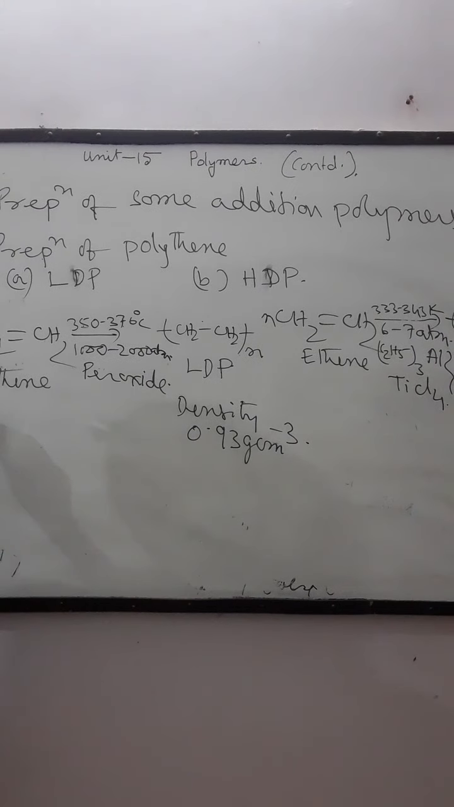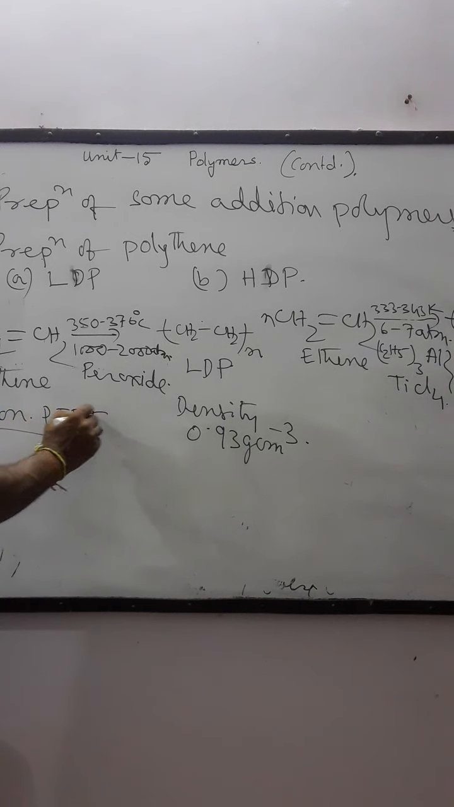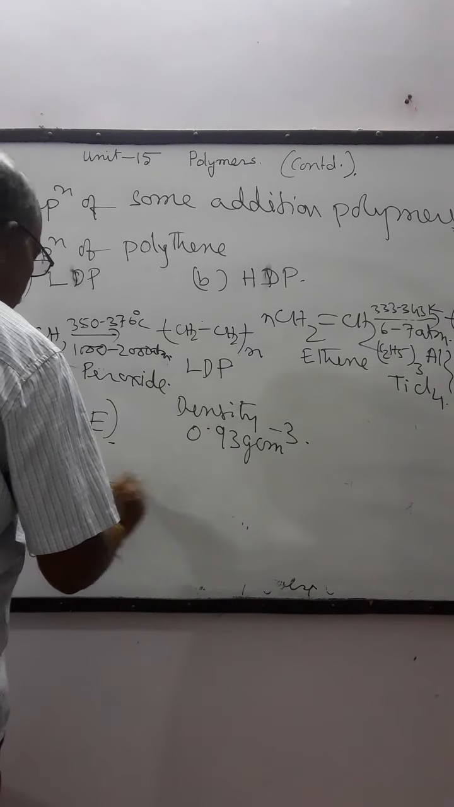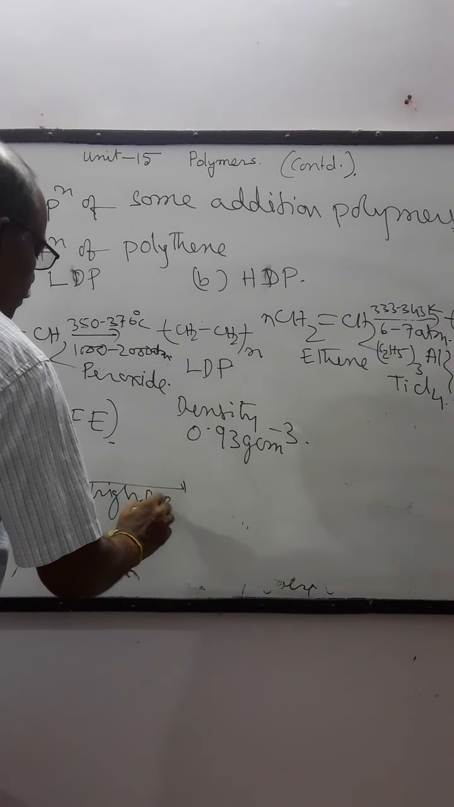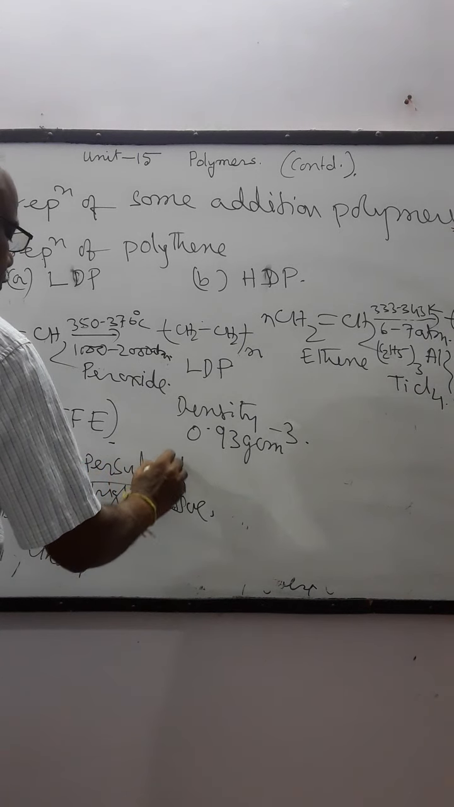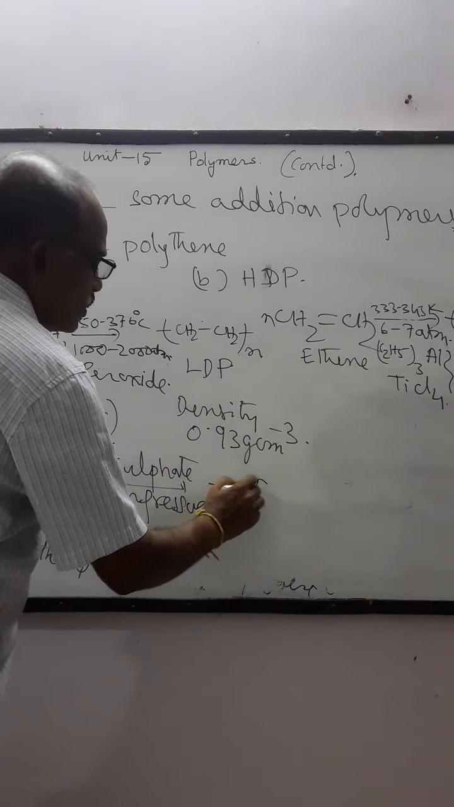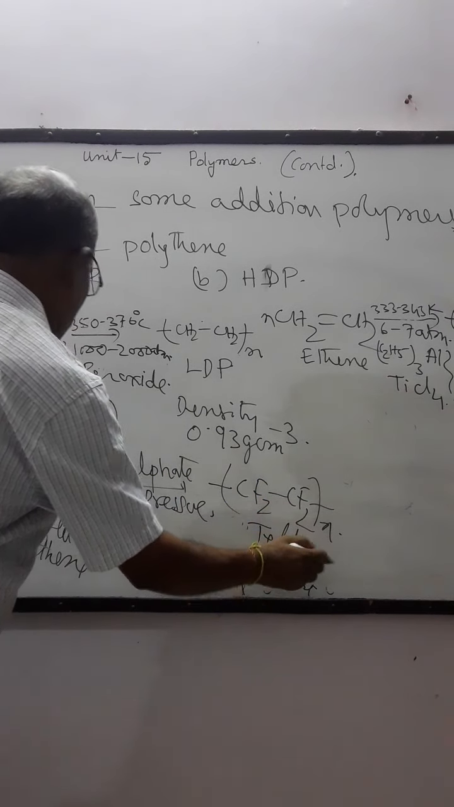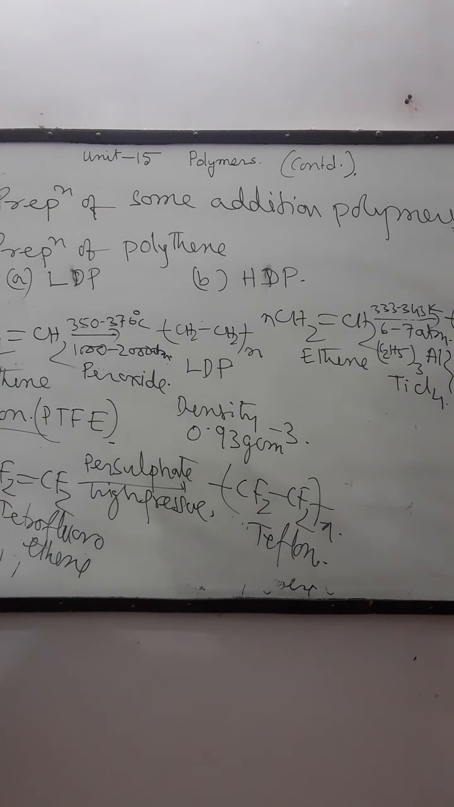Our second compound is Teflon, polytetrafluoroethene. Here the monomeric unit is tetrafluoroethene. When tetrafluoroethene is polymerized under high pressure in the presence of a persulfate catalyst, n molecules combine and form the product known as Teflon, also known as polytetrafluoroethene.